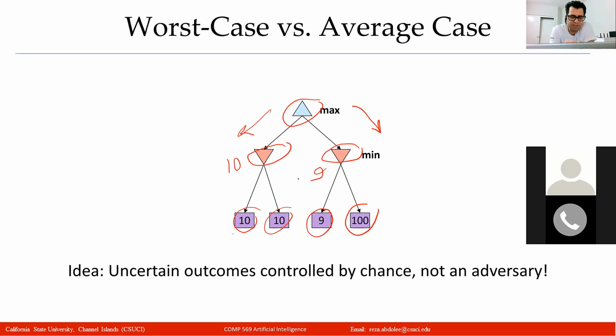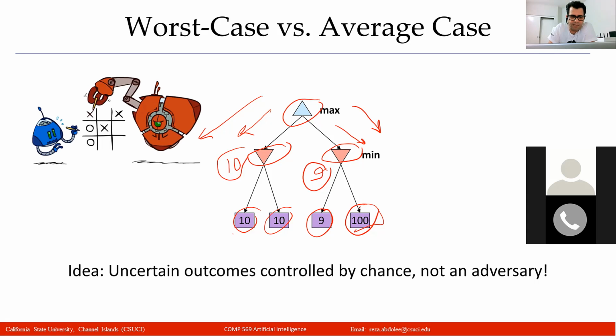Based on this information, we are sure now that if we take, for example, this route, the minimizer is not going to let us have 100. We are going to end up with the number 9, which is less than the left branch. Therefore, we choose to go to the left, preferring 10 over 9. We know that there is 100 over here, but we never get to that 100 because the player on the other side plays optimally, and we are aware of that.